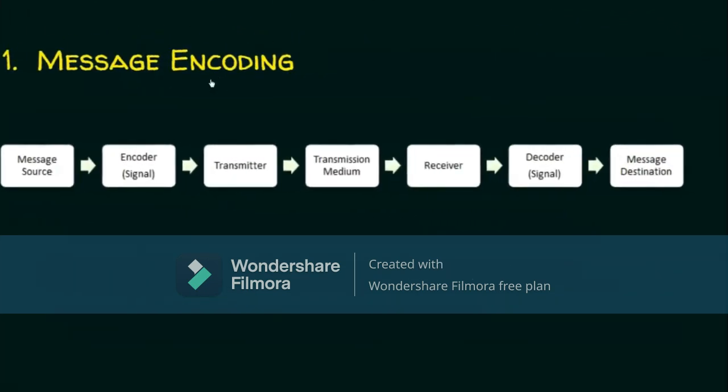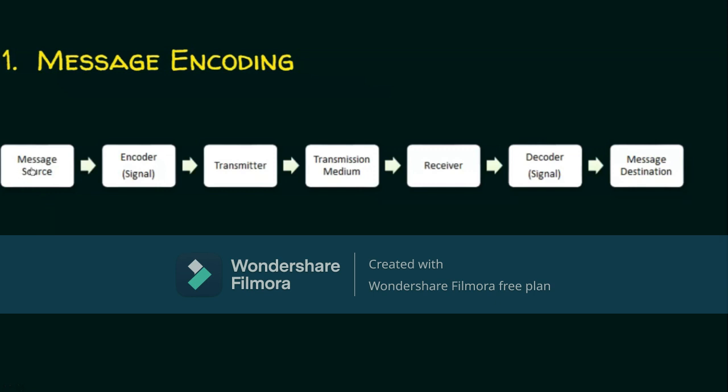Message encoding means the source computer generates a message. It gives that message to the encoder in order to generate signals. Once the data is converted into signals, it is given to the transmitter for transmission. You may be confused about why we need an encoder here. Because we have two kinds of transmission medium: one is a wired medium, another is a wireless medium. The source has to understand which medium it is connected to.